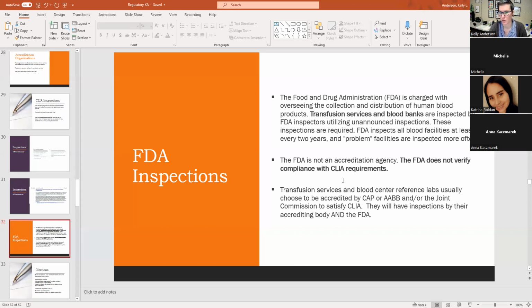So this is why if you work in a transfusion service or a blood center, you will usually be accredited by CAP or AABB. Then if you're in a hospital, you're also accredited by Joint Commission. And then you'll also have an FDA inspection. So if you're in a hospital blood bank, you can get a CAP inspection, a FDA inspection, and a Joint Commission inspection. So you can just be hit like back to back to back, which is super fun.